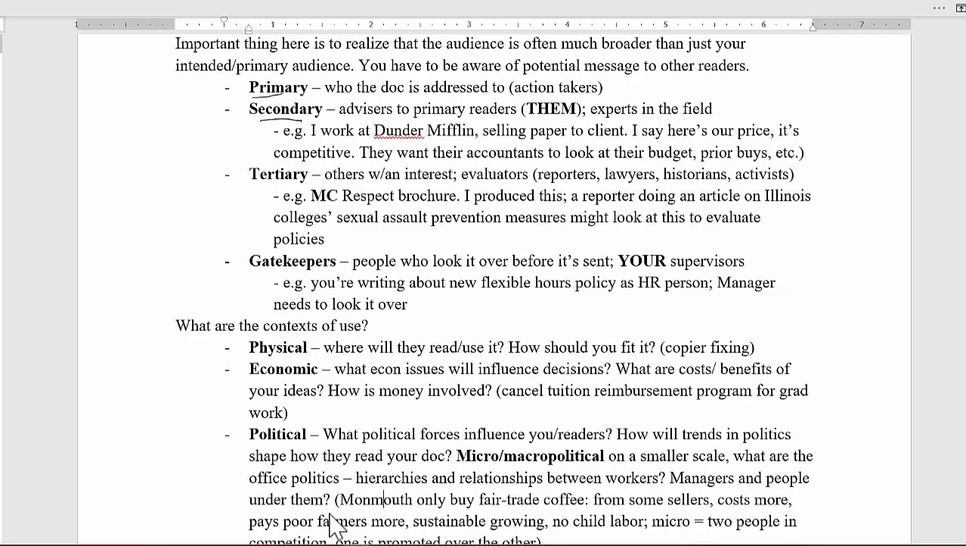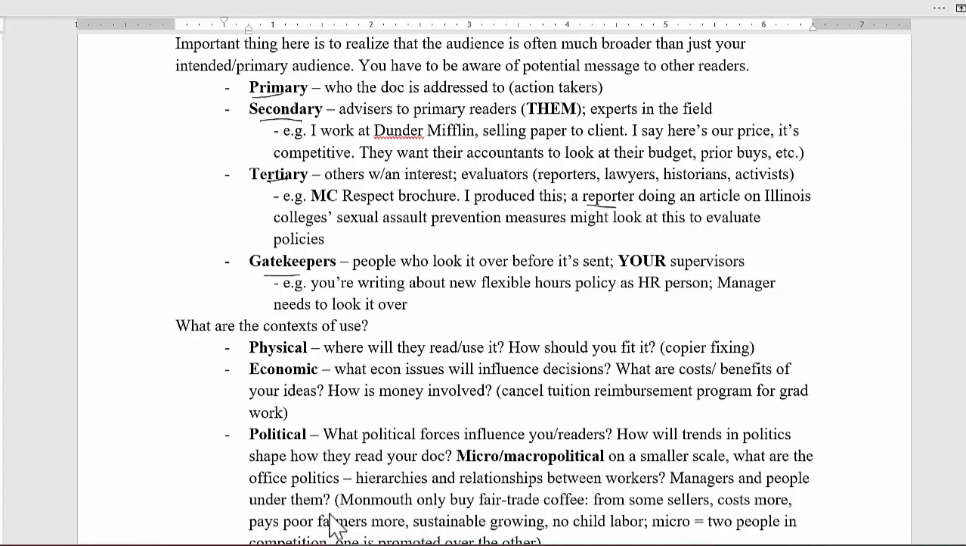Secondary people, well, that typically means people like the faculty and the staff who are trying to help you carry out those Title IX policies and procedures. However, there is a tertiary interest potentially for reporters. Reporters who are doing an article on Illinois colleges' sex assault prevention measures might actually take a look at this brochure and use it in their reporting. So then we have yet another set of people that are reading it, those who are reading the article that the reporter wrote.